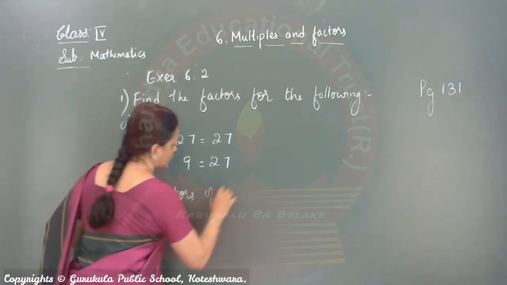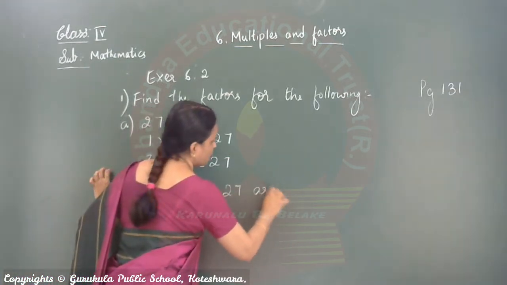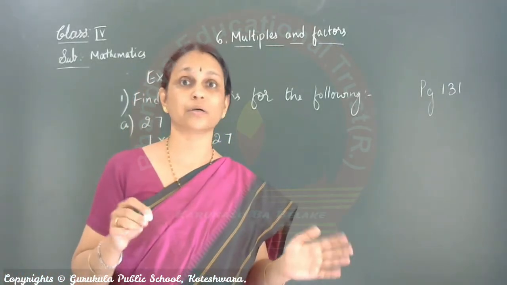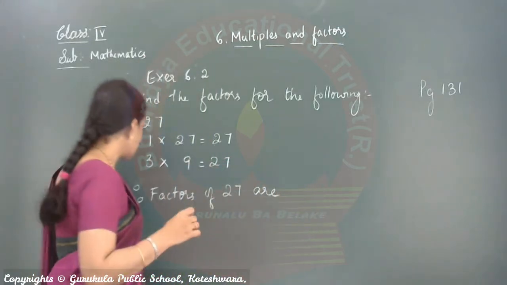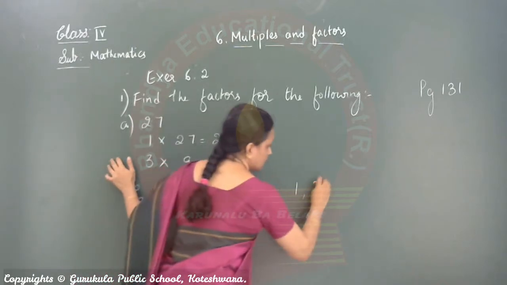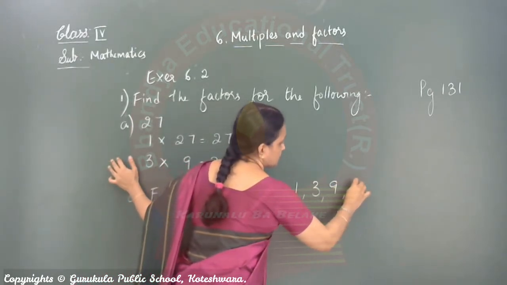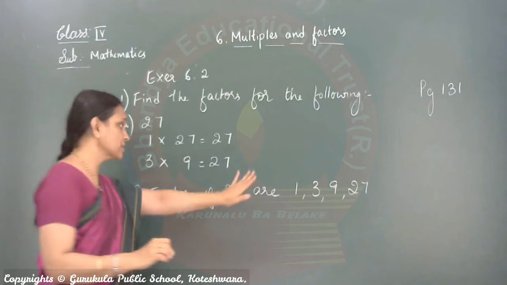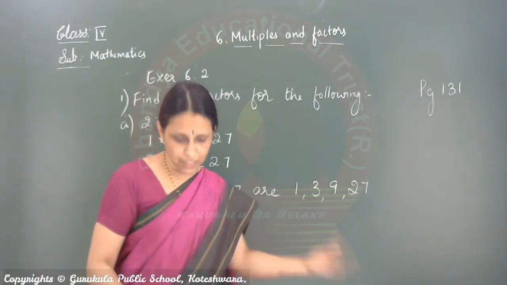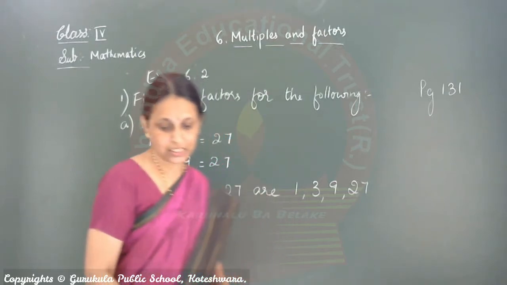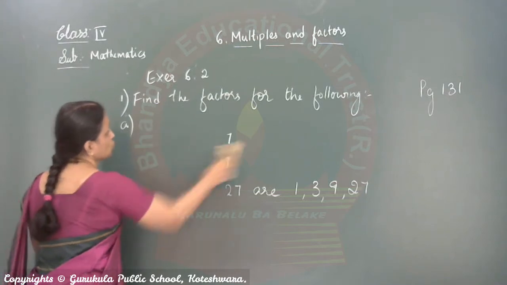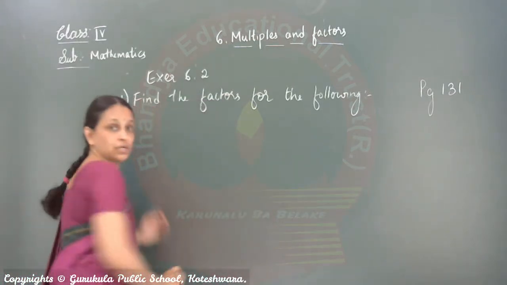Then the next step is therefore: factors of 27 are. Always remember all the factors should be less than the number or equal to the number, not more than the number. Start from this side as I said: first 1, then 3, then 9, then 27. So these are the factors of 27. Got it? Yes. Next, move on to the next number, 32. This I want you to do. Okay, let me see.